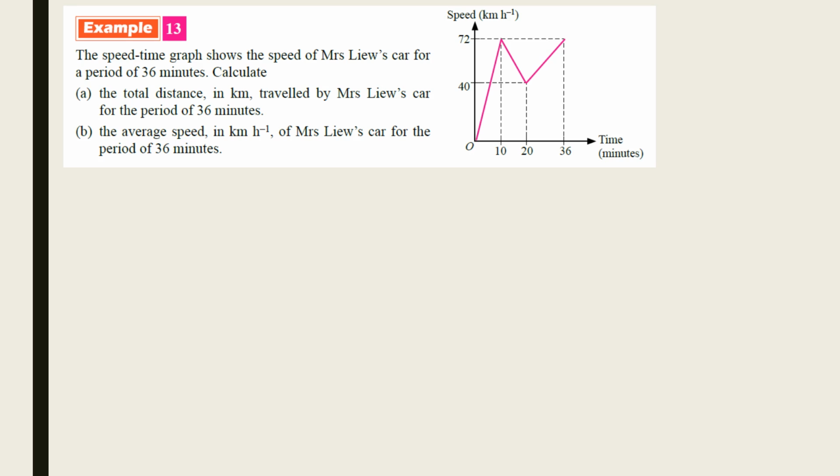Okay. We go to example 13. The speed time graph shows the speed of Mr. Liu's car for a period of 36 minutes. Calculate the total distance in kilometer traveled by Mr. Liu's car for the period of 36 minutes. That means all here, the graph. What do you do? You find all the area under the graph here.